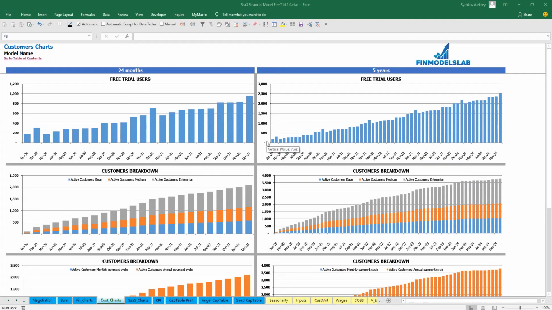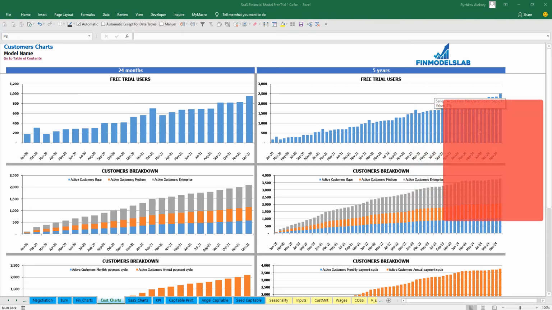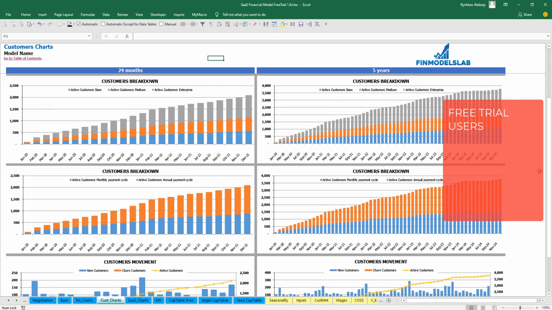On the Customer Charts tab, you may see 2 sets of charts with main customer metrics: 2 years broken down by months and 5 years broken down by months. On the first set of charts you may see the free trial users, which means active free trial users by months. The next chart will show you the customer breakdown by main revenue streams, base, medium, and enterprise by default.